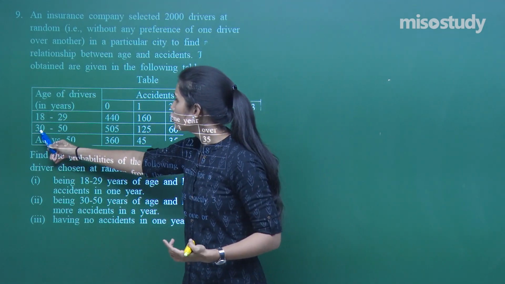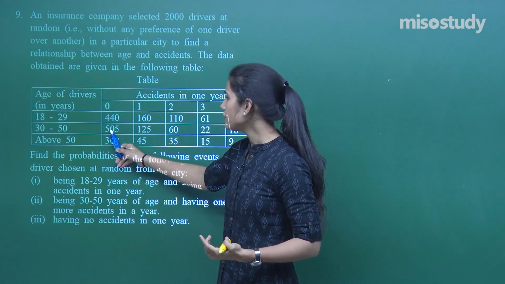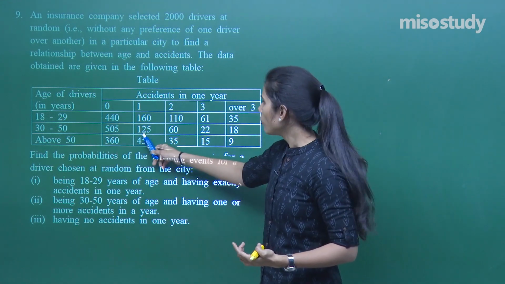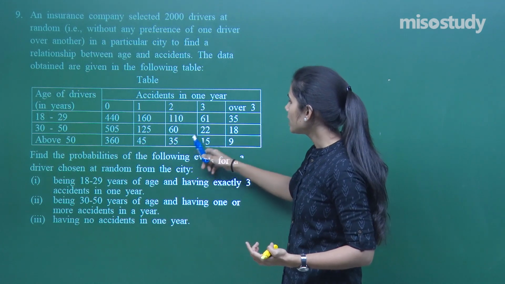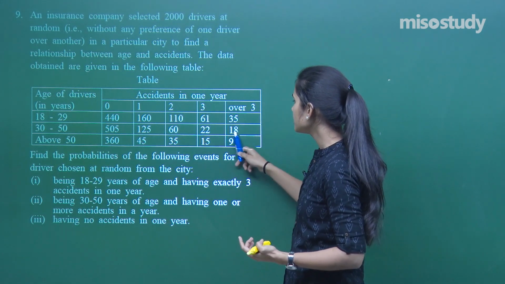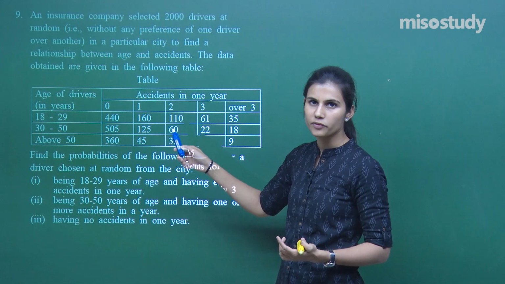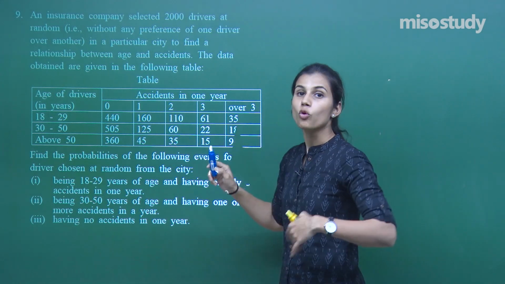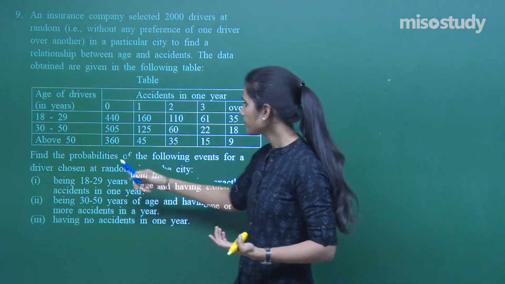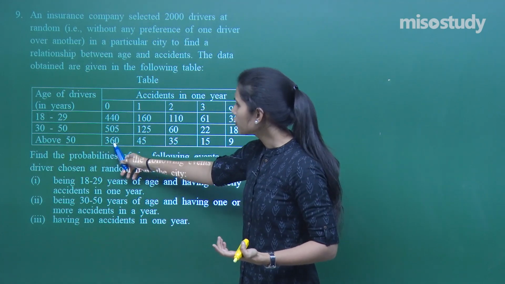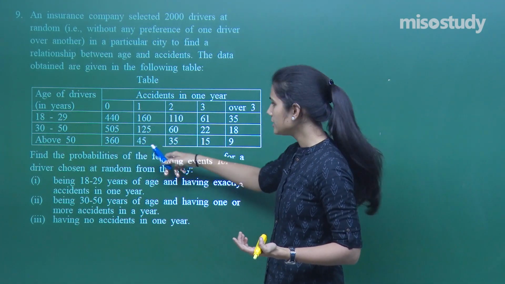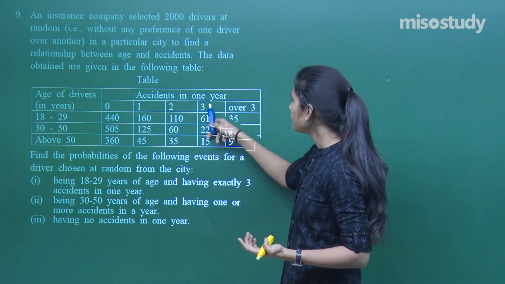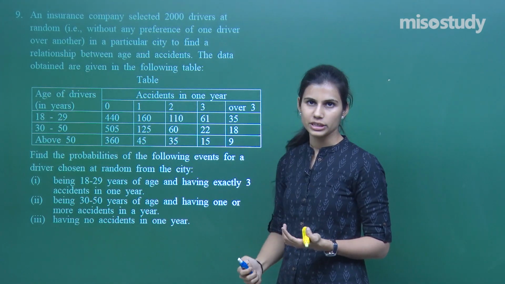In the age group of 30 to 50, 505 drivers have witnessed no accident, 125 drivers have witnessed 1 accident, 60 drivers have witnessed 2 accidents, 22 drivers have witnessed 3 accidents, and 18 drivers are there in this age group of 30 to 50 who have witnessed over 3 accidents. Above 50 are 360 drivers who have witnessed no accidents, 45 drivers have witnessed 1 accident, 35 have witnessed 2, 15 have witnessed 3, and 9 have witnessed over 3.